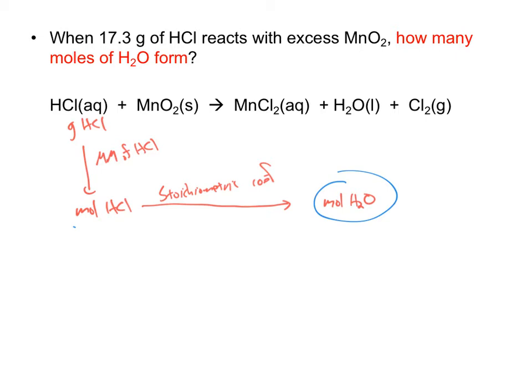So to balance this equation, I think what I need to do is, to balance the oxygens, I put a 2 in front of the water. Then I need a 4 in front of the HCl. And now I have 4 hydrogens, 4 hydrogens, 4 chlorines, 4 chlorines, 1 manganese, 2 oxygens, 2 oxygens. So the way I get from moles of HCl to moles of water is going to be that 4 moles of HCl is equal to 2 moles of water.